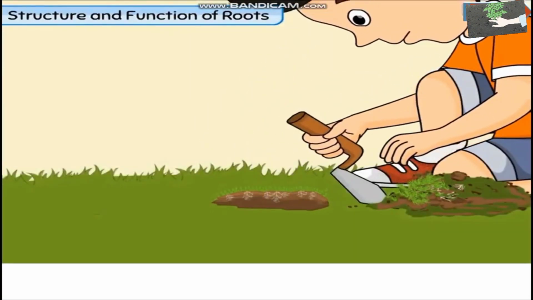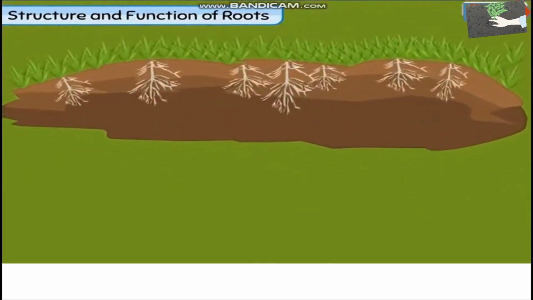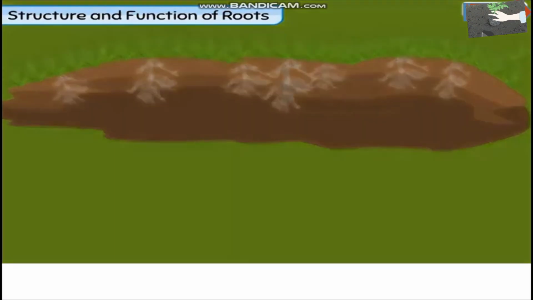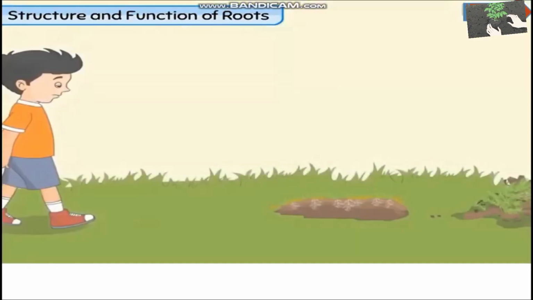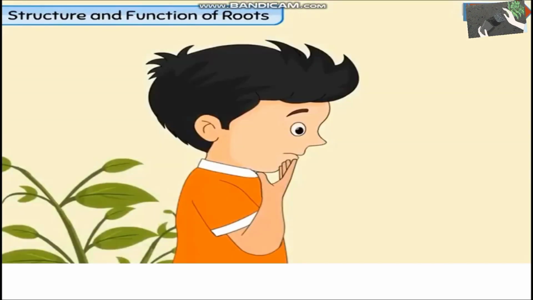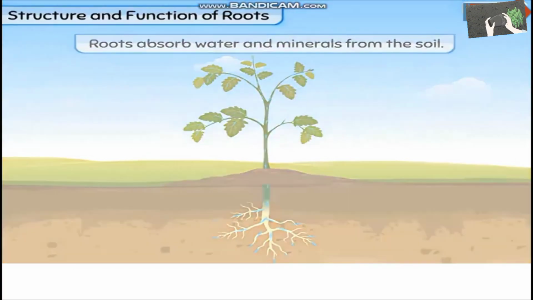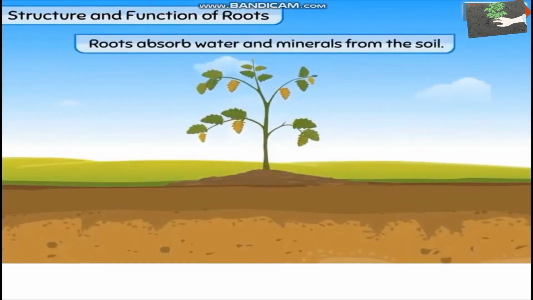Now look at this boy digging a hole in the soil. While making the hole, the boy removed the roots of some grass. After a few days, he noticed the grass plant whose roots were removed dried up and died. Can you think of the reason why? It is because roots absorb water and minerals from the soil. In the absence of the roots, the plant doesn't get water and dies.